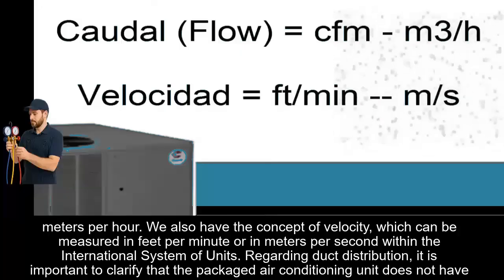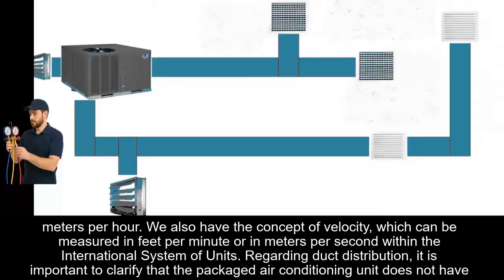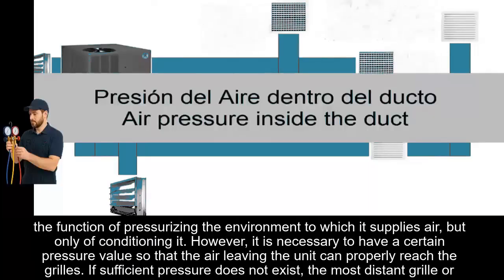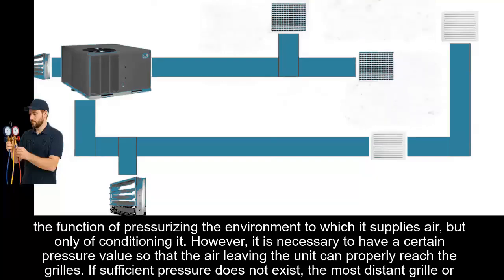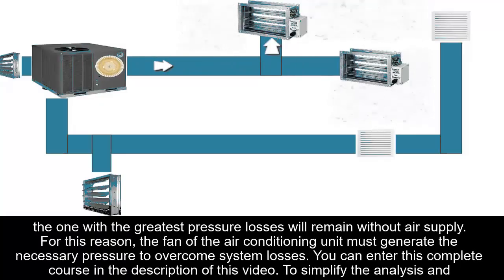Regarding duct distribution, it is important to clarify that the packaged air conditioning unit does not have the function of pressurizing the environment to which it supplies air, but only of conditioning it. However, it is necessary to have a certain pressure value so that the air leaving the unit can properly reach the grills. If sufficient pressure does not exist, the most distant grill, or the one with the greatest pressure losses, will remain without air supply. For this reason, the fan of the air conditioning unit must generate the necessary pressure to overcome system losses.